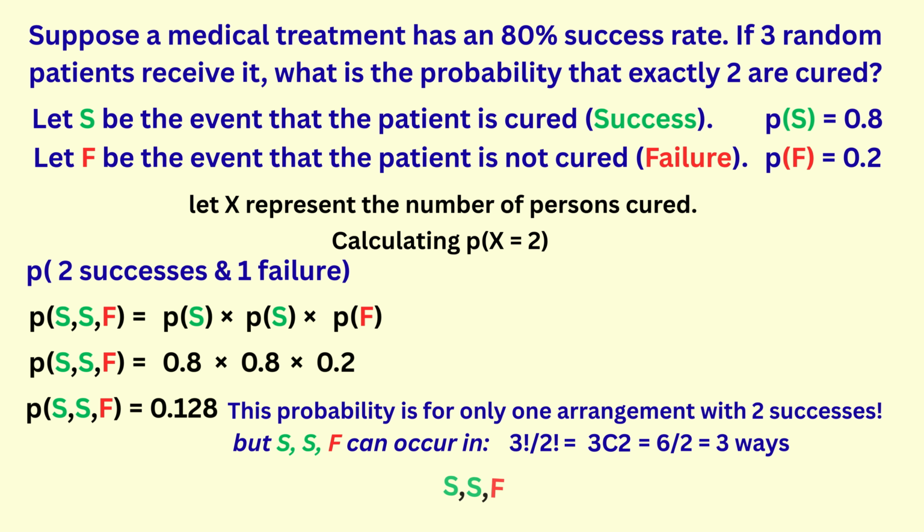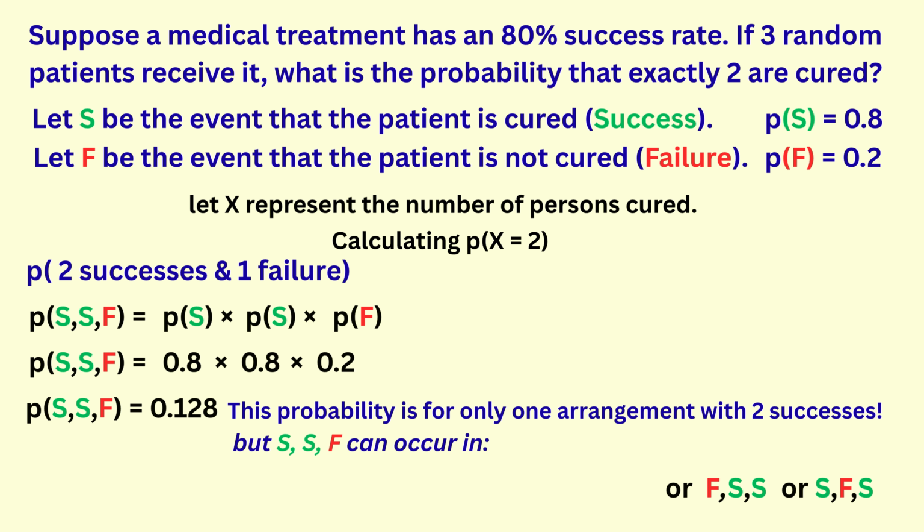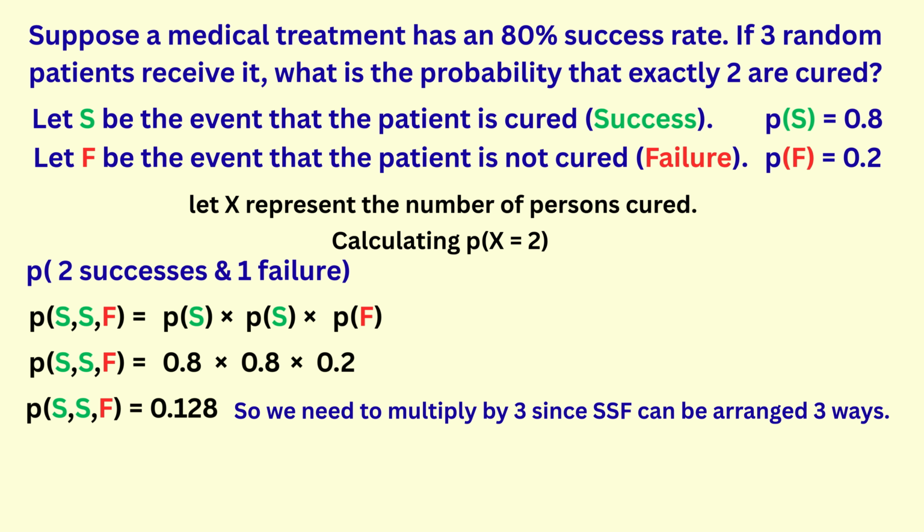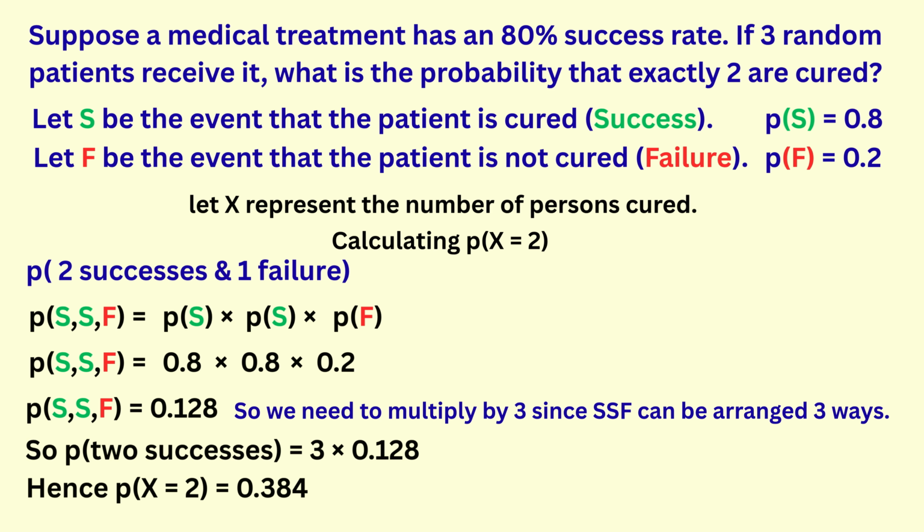These 3 ways could be the first 2 patients were successfully cured and the third patient was not cured, or the treatment failed to cure the first patient, but it cured the second and third patient, or the first was a success, the second a failure, and the third a success. So we need to multiply by 3 since SSF can be arranged in 3 ways. Now 3 times 0.128 is 0.384. So the probability that exactly 2 persons are cured is 0.384.